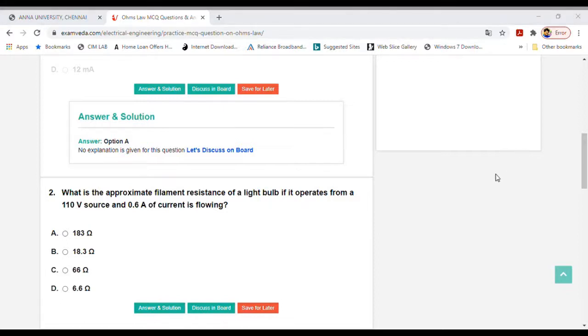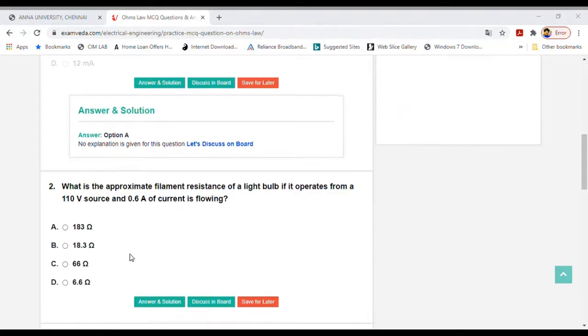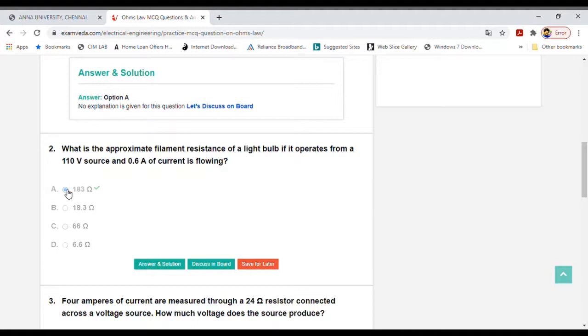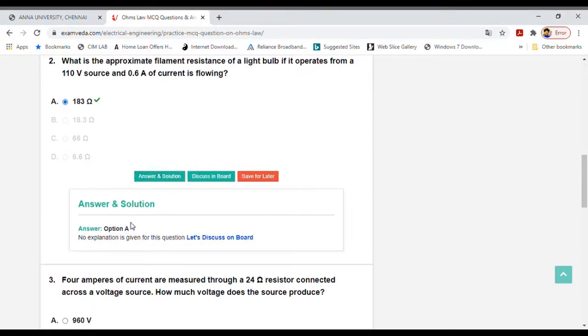So again take the calculator. R is nothing but 110 divided by I, which is 0.6. There is no kilo or milli range given, so you can directly substitute the values. So what is the answer? It is 183.33 ohms. Let us check the answer. So it is 183, it says it is right. So the answer is A.